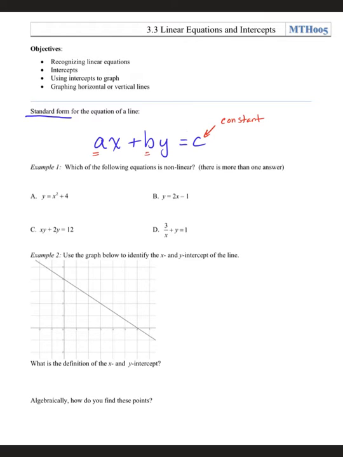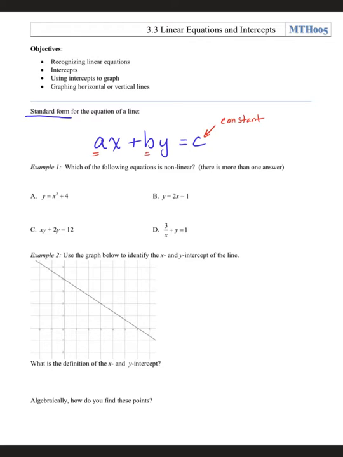Now you'll notice that when an equation is in the standard form, your x and your y are being added together. The other thing you want to recognize is they're both in a numerator and they both have an exponent of 1. Those characteristics need to be true in order for it to be in standard form. If you cannot put an equation into standard form, then it is not a linear equation.